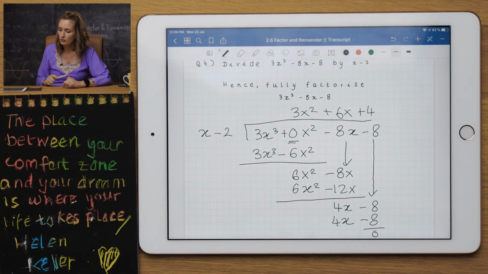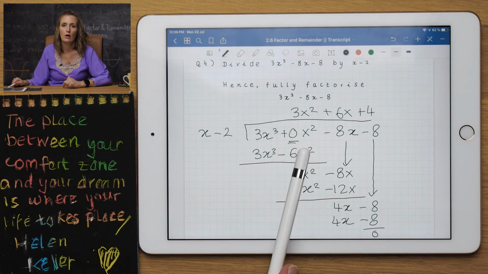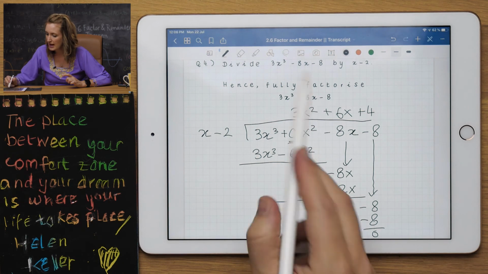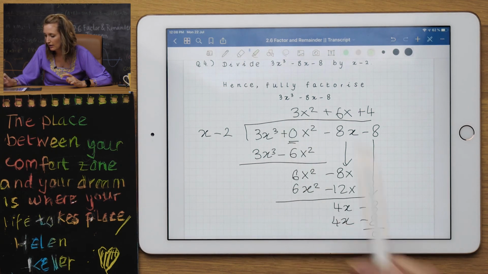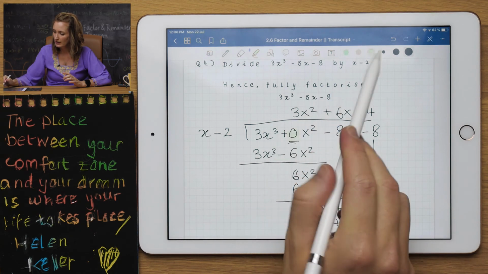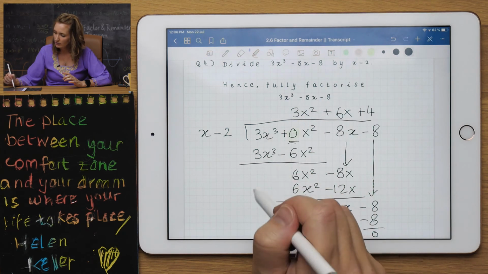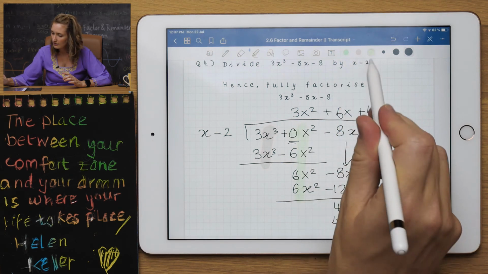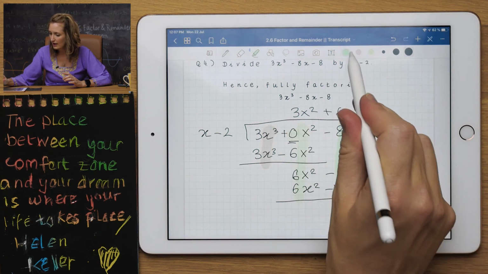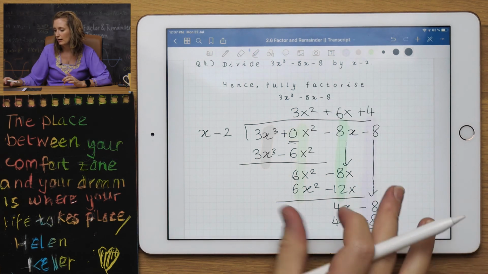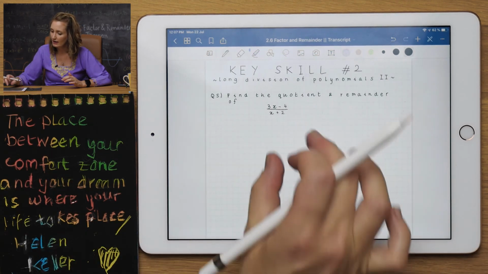So that's how you do long division if you're missing a term or you don't have a term with that power, okay? Just add here a 0 in to make sure you've got one column for each. So we've got an x cubed, we've got x squared, we've got an x, and we've got a number here. That's really important. All the descending powers of x.